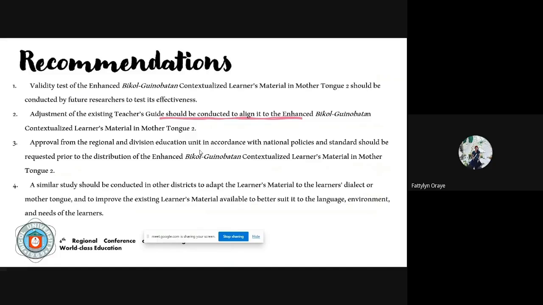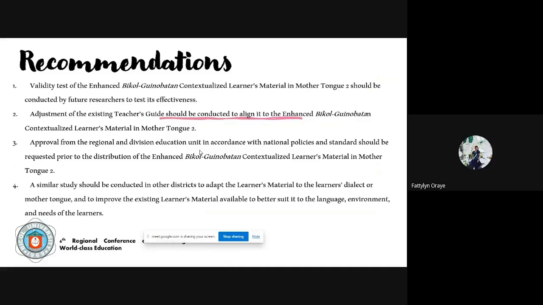So, recommendations. A validity test of the enhanced Bicol Ginubatan contextualized learners material in Mother Tongue 2 should be conducted by future researchers to test its effectiveness. Adjustment to the existing teacher's guide should be conducted to align it to the enhanced learners material in Mother Tongue 2. Approval from the regional and division education unit in accordance with national policies and standards should be requested prior to the distribution of the enhanced material.